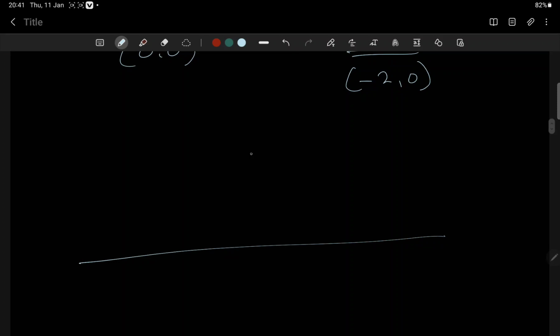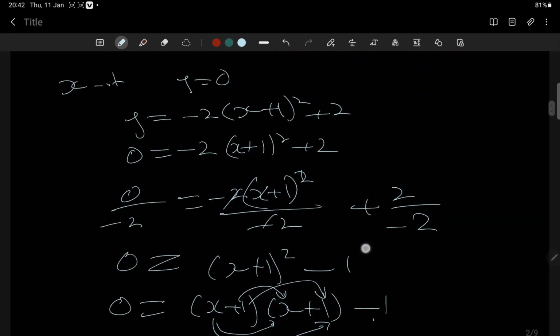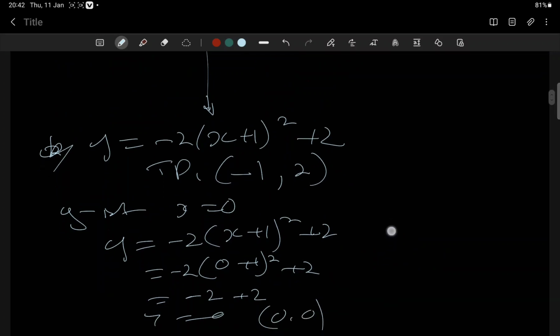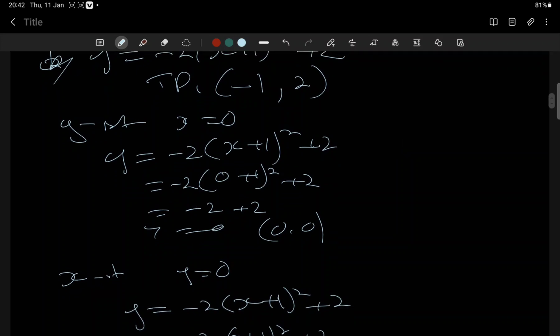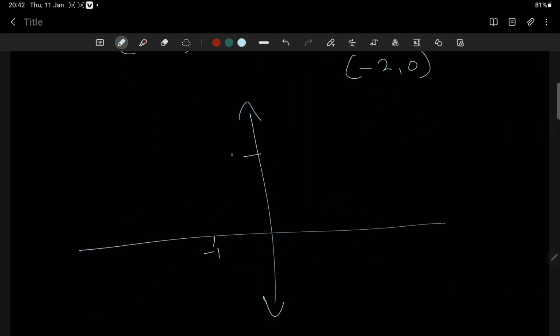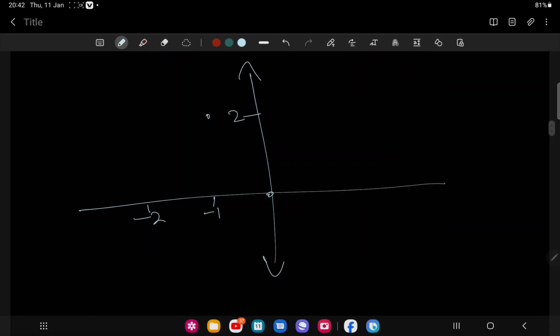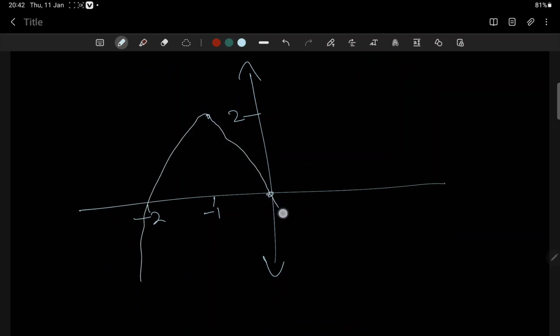Then let us check the graph. The turning point first, where is it? What was our turning point? Negative 1 and 2 will be the turning point of this graph. Somewhere at negative 1, and somewhere here is 2, so somewhere here. And then the intercepts (negative 2, 0) and (0, 0). So the graph looks something like that. It passes through negative 2 and also passes through (0, 0), the origin. Yeah, this is our graph.